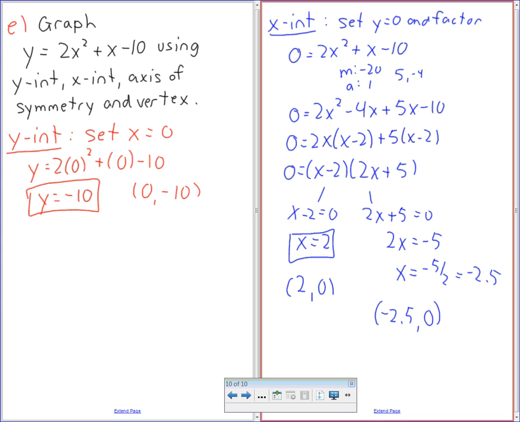Okay, I keep getting asked about decimals or fractions. For graphing, I want you to do your algebra with a fraction, but then when you actually put it on your graph, you can go to a decimal, okay? So you can call the point negative 2.5, 0, and that's okay.